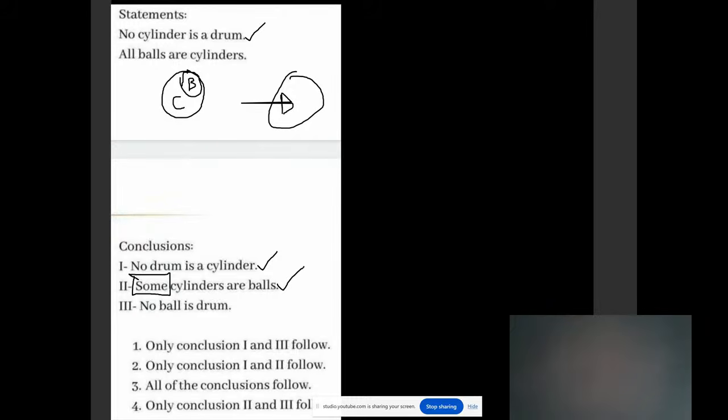Next, no ball is a drum. Balls and drums are not intersecting, so as both are not intersecting, no ball is a drum is also correct only. We cannot intersect drum and balls because the first statement clearly says that no cylinder is a drum. So all the conclusions follow. Just remember one thing: in order to satisfy a some condition, there should be an intersection. In order to satisfy a no condition, there should not be any intersection between the circles.